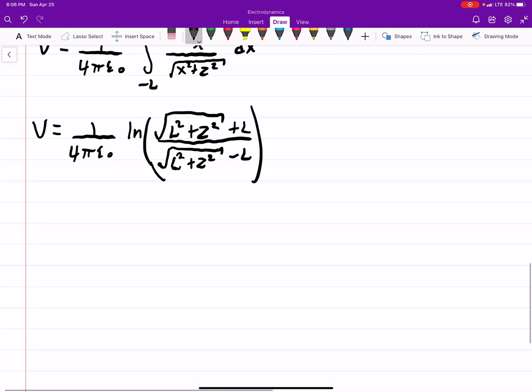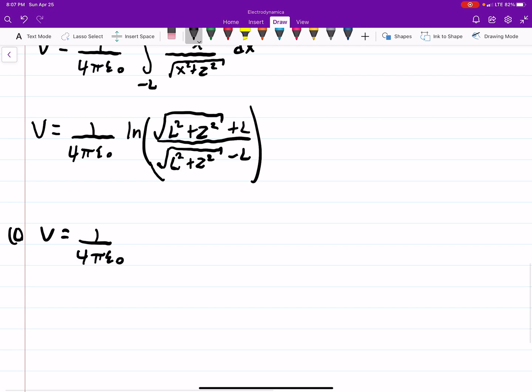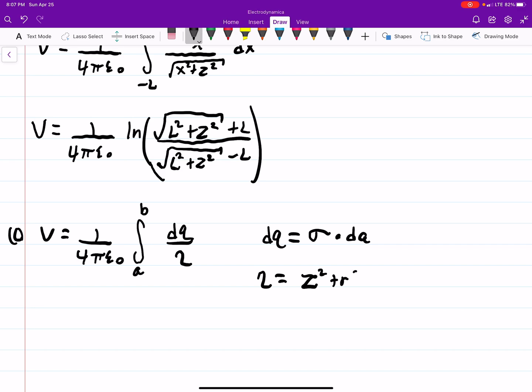So for C, the potential is 1 over 4 pi epsilon naught times the integral, again we'll call it a to b, of dq over script r. And dq is going to be sigma times dA. So sigma is charge per area, and we're multiplying it by an area element, so you get your charge. Script r, again, is just going to be the square root of z squared plus little r squared.